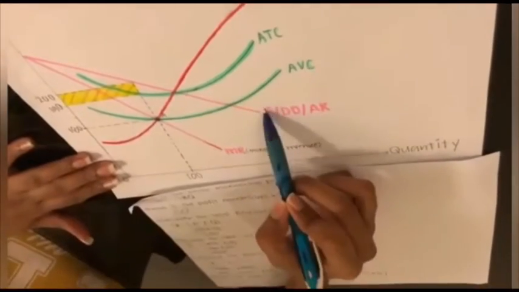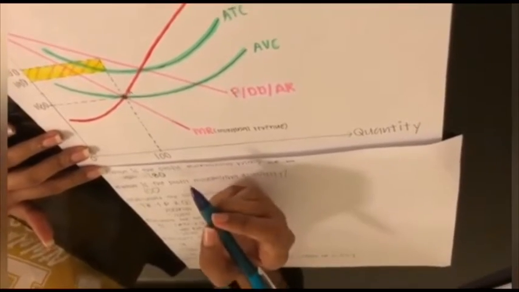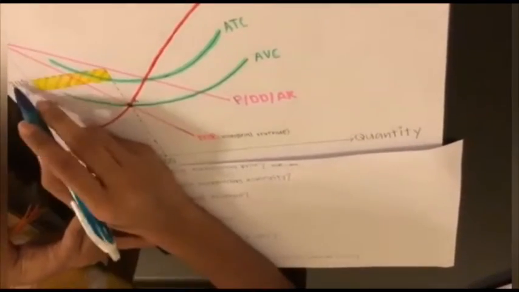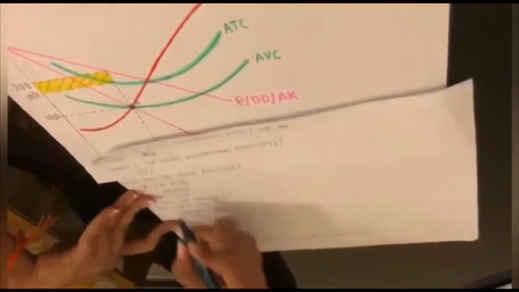For the next question, calculate the total revenue. What is the total revenue's formula? Price times quantity. So where is the price? This is the price line, because here the price, demand, and AR all have the same meaning. And then the quantity is 100. So now we multiply 200 times 100, so the answer is this.